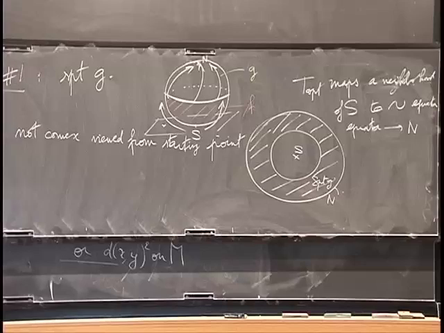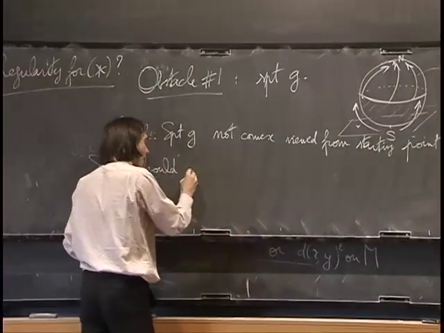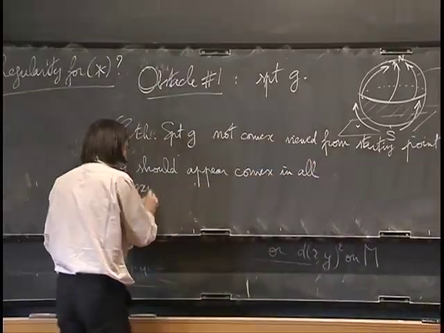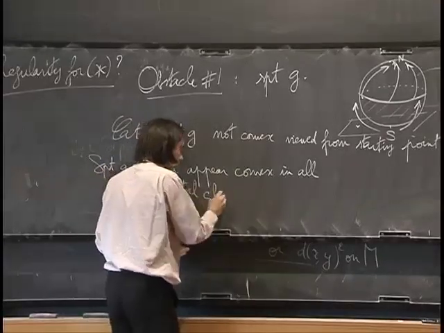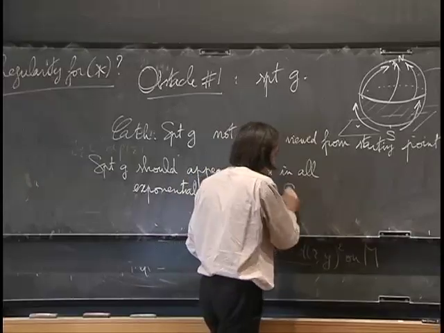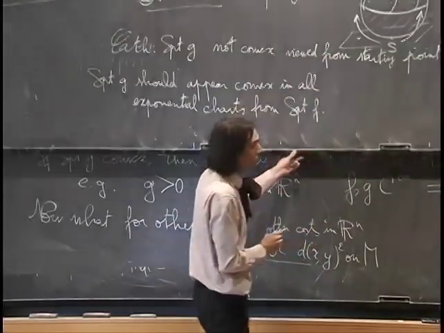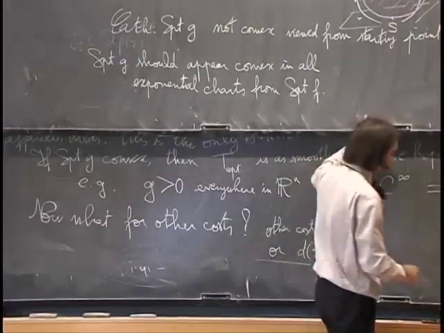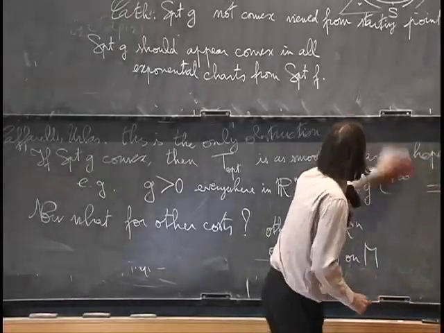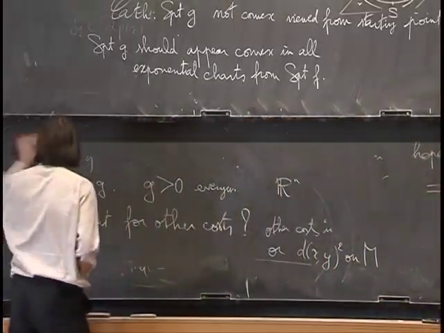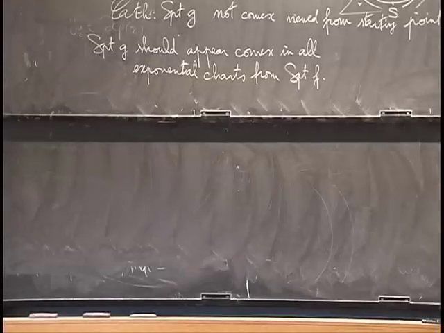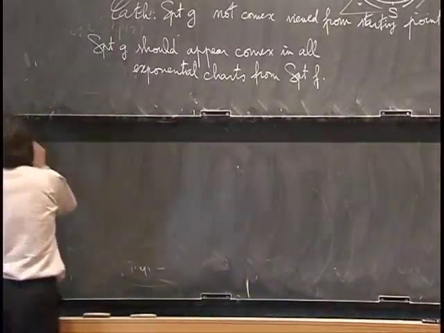So the condition is that the support of G should appear convex in all exponential charts from the support of F. So it might be a very demanding condition. I stand at a point here in the support of F, and I look at the support of G as a bunch of tangent vectors. I want this figure to be convex. Obstacle number two.